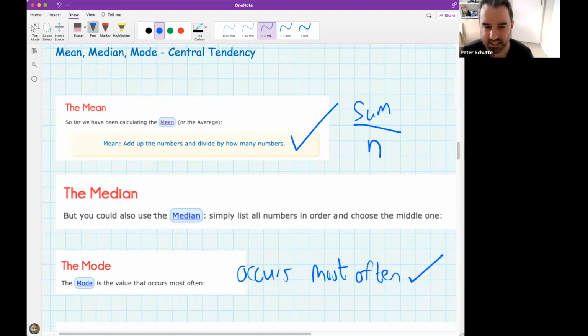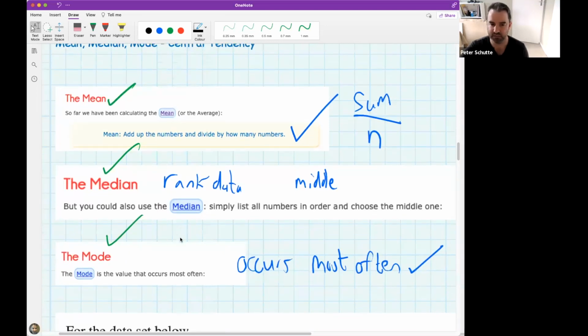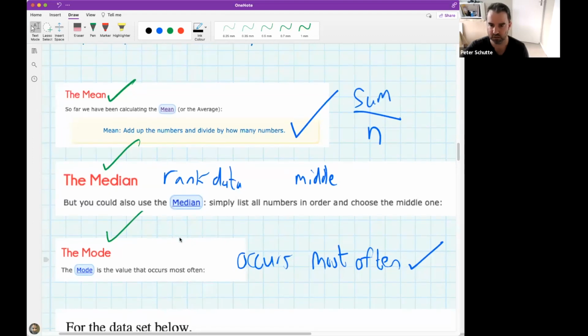And then the median is another measure of where the middle of the data set is. But for this one, we have to rank the data, or order it from smallest to biggest, and then we find where the middle of the data is. I'll give you an example of how this works in a moment, but I just want to check these 3 words, mean, median, and mode. Give me a thumbs up if you've seen them before and you have some idea of what they do. Okay, so let me give you an example of how this will work.